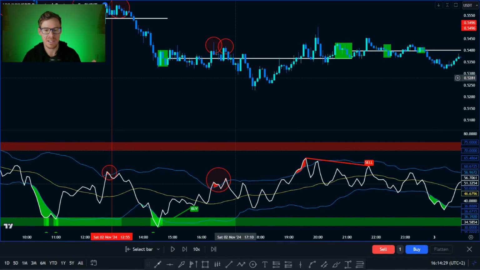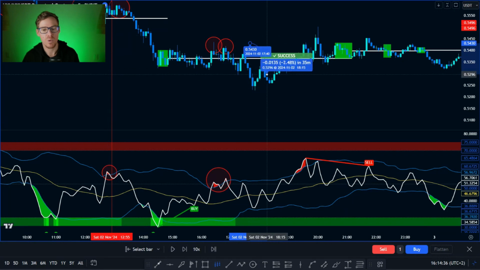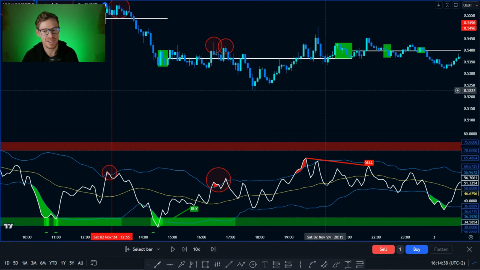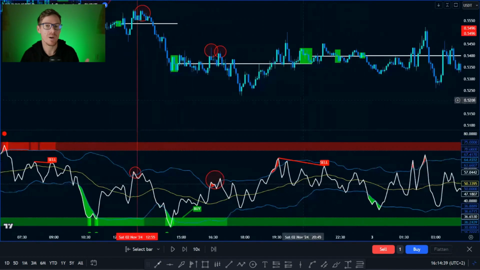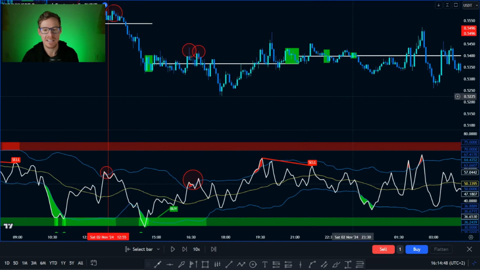So at this point, if you'd entered here, the best place to exit was going to be at the value line first for 1%, or at the liquidity line, which would have been 2%. That's why I always say target the value line, take profit one, or the first liquidity line, exit your trade completely, wait for the next setup. And then you can see here's another setup.